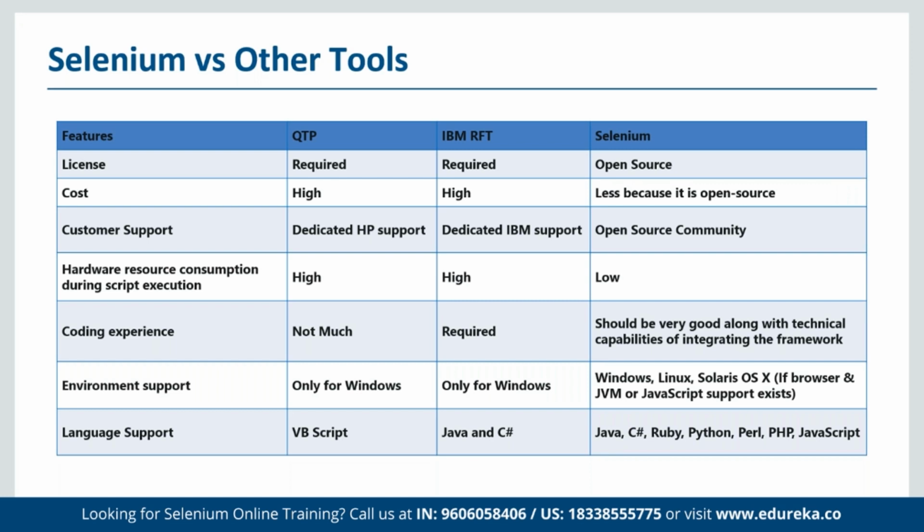So first comes the license part. When we talk about the license part, QTP costs you around 1 lakh rupees per user, somewhere in that range. And IBM RFT, I'm not pretty sure about the commercial part, but yes, it is again one of the costly products. So for both products you need to take a license copy, whereas in Selenium, you do not need that.